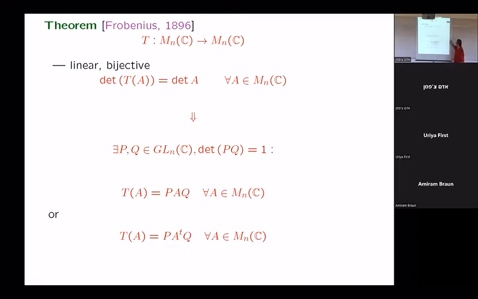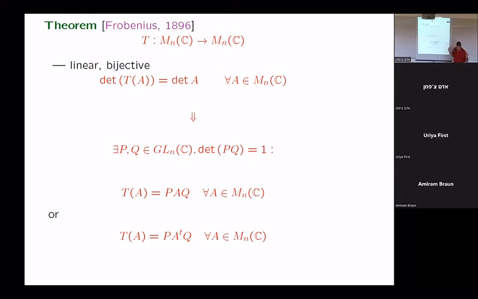So he was trying to solve the following question. Assume we have a certain map on matrices of fixed size. We assume this is a linear and bijective map, and coefficients are complex. What can be said about the structure of maps such that the determinant of any matrix is equal to the determinant of its image?